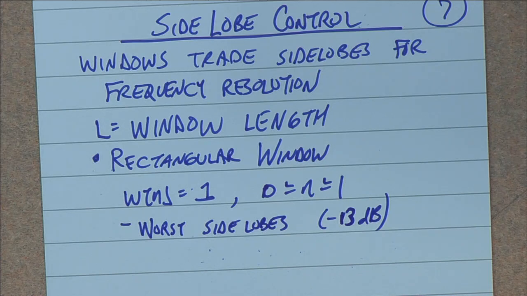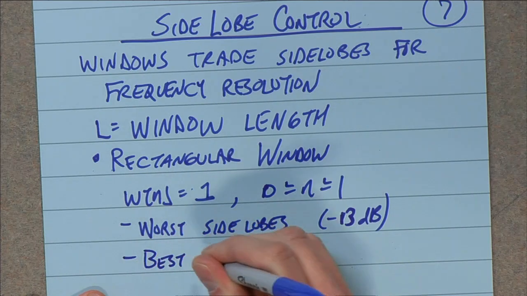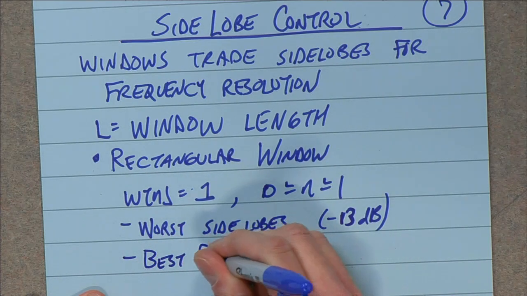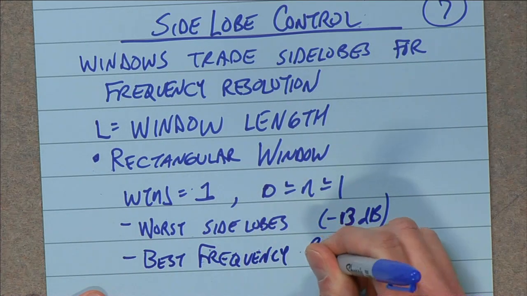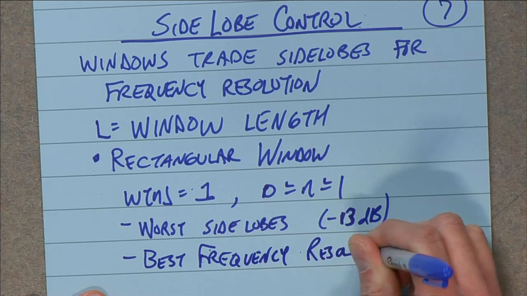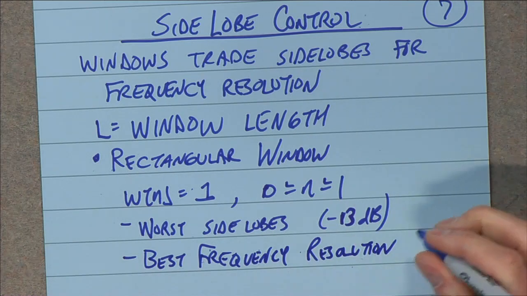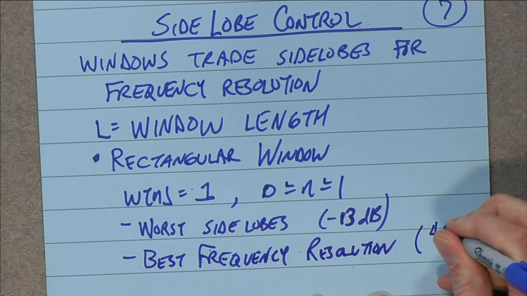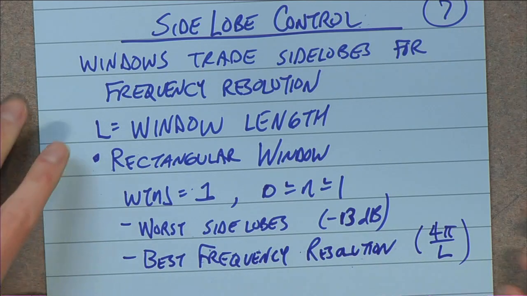So that's not so hot, but it does have the best frequency resolution. Now there are different concepts of frequency resolution, but we're going to use the null to null of the main lobe. And I think that's 4 pi over L for that, in which we're going to play around with this in MATLAB a little bit so you can kind of see what's going on.